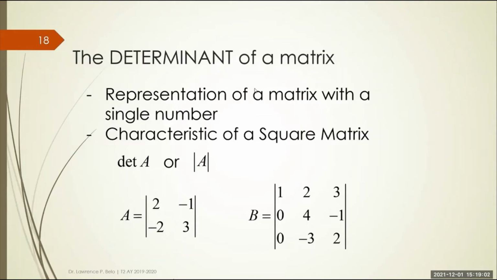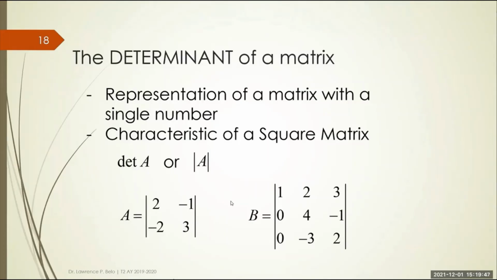So let's solve for the determinant of a matrix. But what is the determinant first? Let's go to the definition. A determinant is a representation of a matrix with a single number. So basically, a determinant is just one number that represents the whole matrix. It is also a characteristic of a square matrix, meaning other matrices, if they are not square, they don't have determinants. And how do we write determinants? Either we say det of A, or you see two vertical lines. So this means the determinant of A.